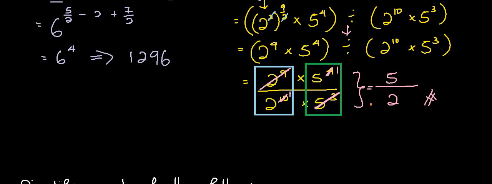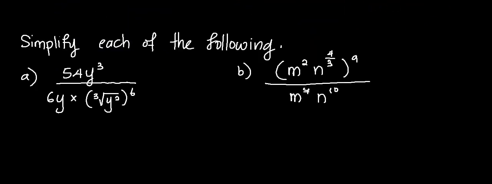Now, the next question, let's say I have this. Simplify each of the following. 54y cubed over 6y times, oh, this is pretty complicated here. The most complicated thing that I see is this one here. It's very complicated. So let me just try to simplify this as much as possible. First, let me try to simplify the bracket here.